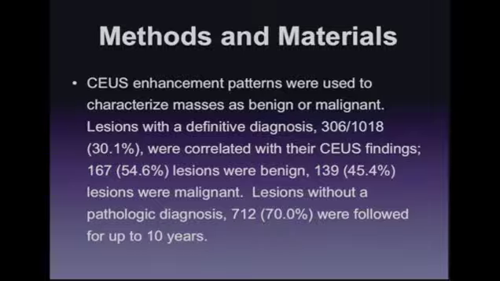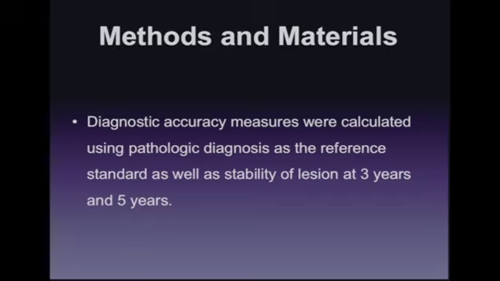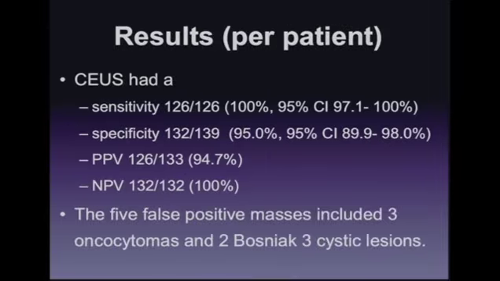Again, this is the category where we had a definitive diagnosis made. Lesions without a pathological diagnosis, or about 70%, were followed for up to 10 years. The diagnostic accuracy measurements were calculated using the pathological diagnosis as the reference standard, as well as stability of a lesion at 3 years and 5 years.